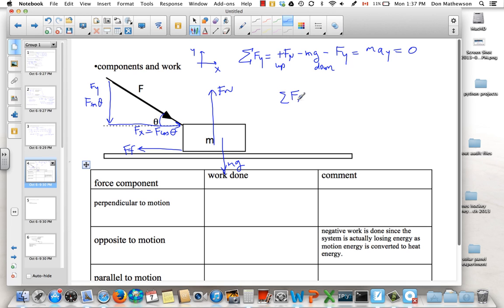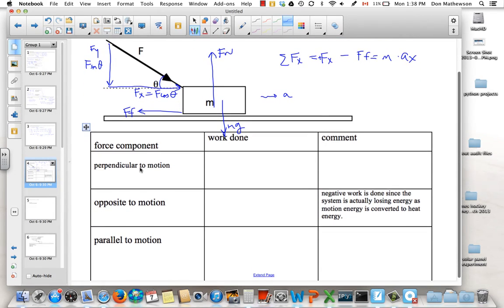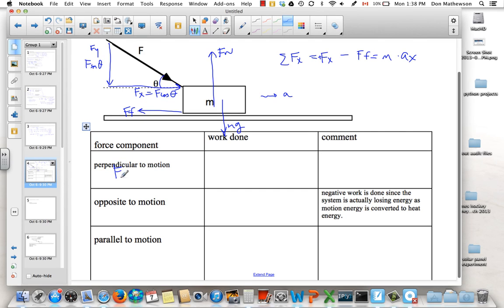For the x forces, we only have two. There is the x component of applied force acting in the positive x direction, and then in the negative x direction we have friction. That equals the mass times the x acceleration. Now that x acceleration doesn't have to be 0, it could be non-zero. But the y acceleration does need to be, since this object doesn't move up or down. Now we see in that force analysis that there are some forces perpendicular to the direction of motion, such as the normal force, the weight, and the y component of applied force. They actually do no work at all, because there's no displacement in that direction. So there's no energy change associated with those forces.